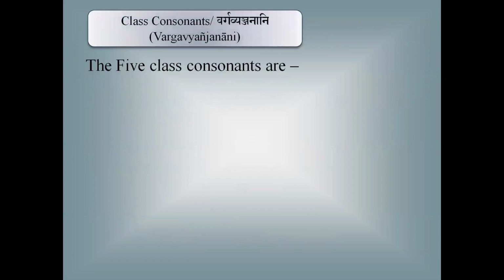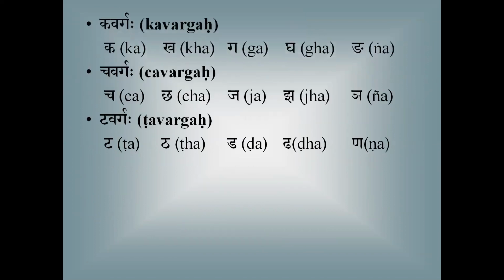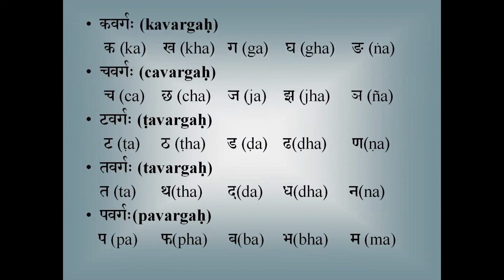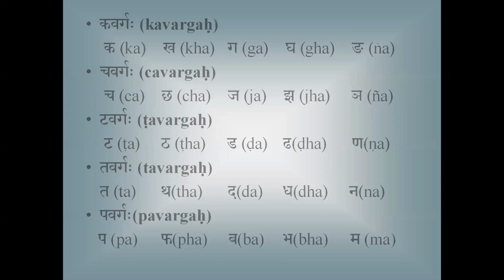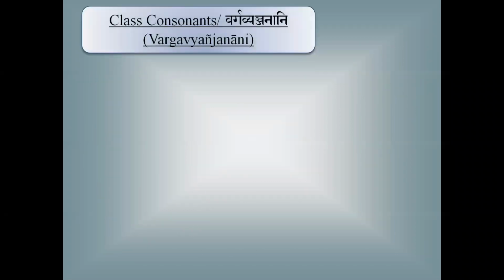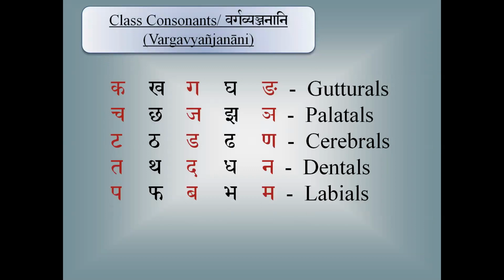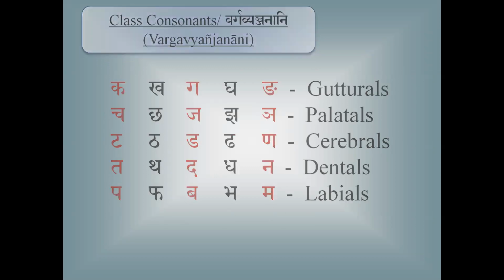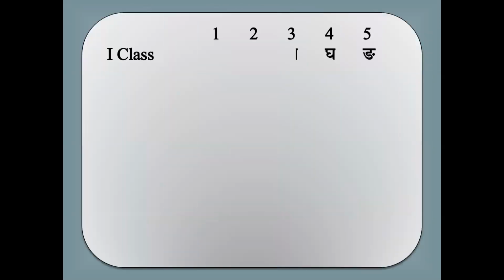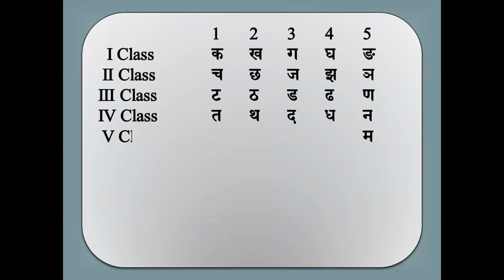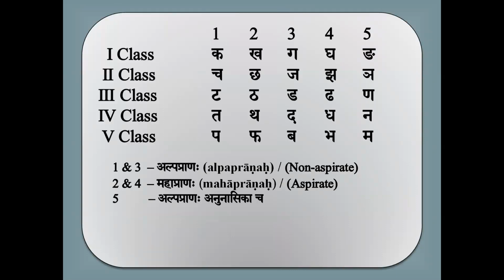Then after this, these are the class consonants: kavarga, chavarga, tavarga, and tavarga. How to pronounce, how to write, everything we have seen. Now after that we will see sibilants. Okay, and before that, this also we have seen.